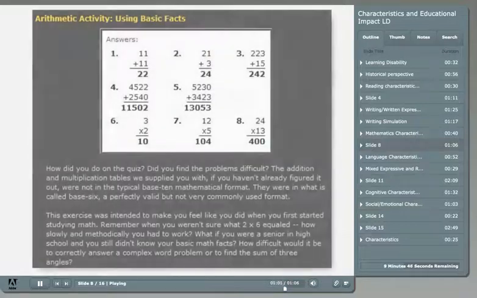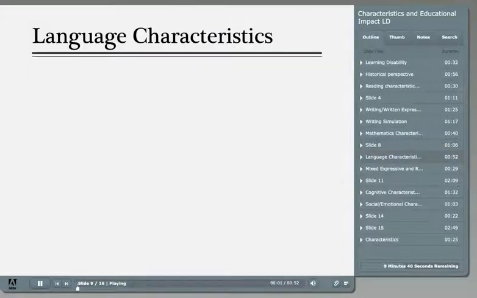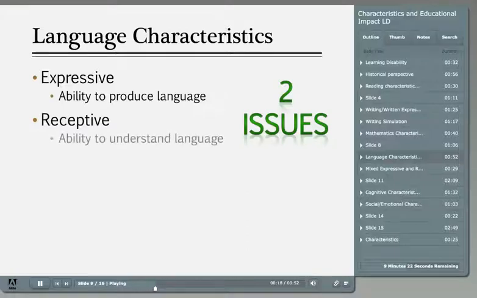How did you do? Were the problems difficult to answer? When we talk about language difficulties, we are talking about 2 different issues: expressive language and receptive language. Expressive language deals with a student's ability to produce language or what is spoken, while receptive language deals with a student's ability to understand language or process and comprehend what is coming in.